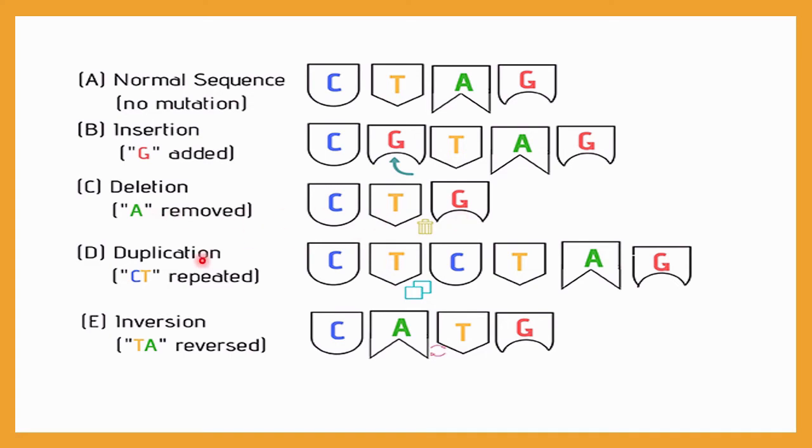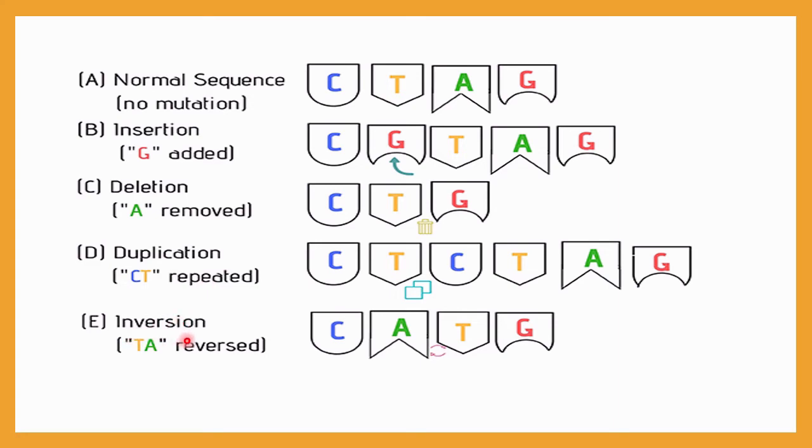Now next is a duplication. Here what happened? C and T will be repeated, duplicated. This is the normal sequence C, T, and further this C, T will be duplicated. Copy paste: you select and copy paste, so the copy paste symbol is there. So CT is further read as CT, two times CT and then AG. One more CT copy is added, and that's why duplication occurs. This is one kind of mutation.